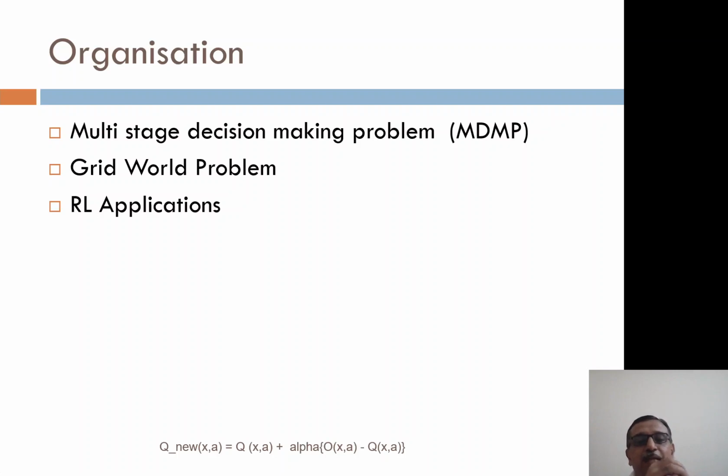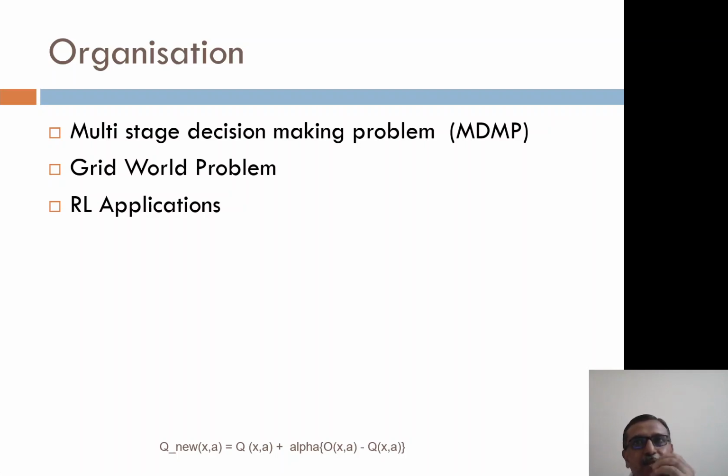Now in this lecture, I will talk about the multi-stage decision making problem. And throughout the series, we will be sticking to the multi-stage decision making problem. Reinforcement learning could be used to solve various stochastic optimization problems. One way to handle it is to formulate it as a multi-stage decision making problem, or more formally as a Markov decision process. To this end, I will explain a simple grid world problem, which you can relate to, which you can simulate, which you can play around with and understand the basics of Q-learning.